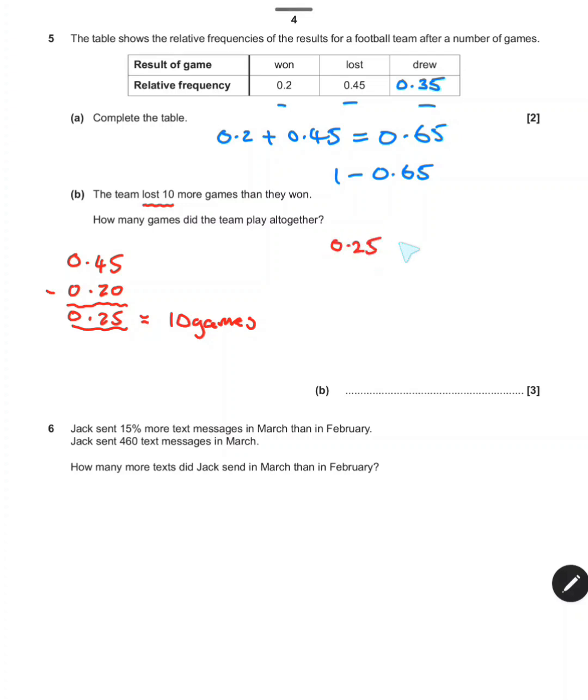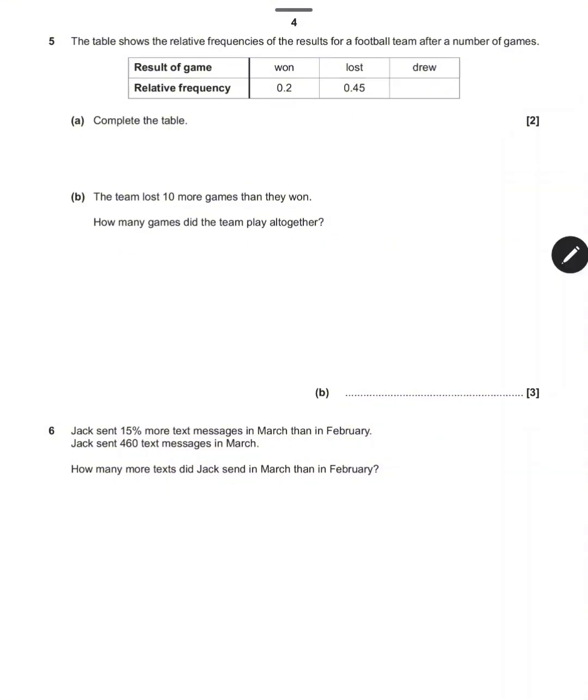Well, if 0.25 represents 10 games, then I can multiply that by 4 and multiply that by 4. 0.25 times 4, a quarter times 4 is 1. That 1 is everything when it comes to probability or relative frequencies. So multiply this by 4. They played 40 games altogether.